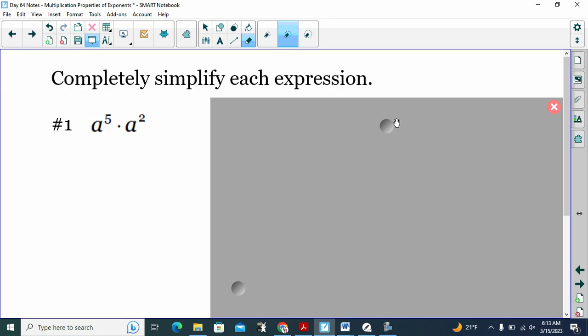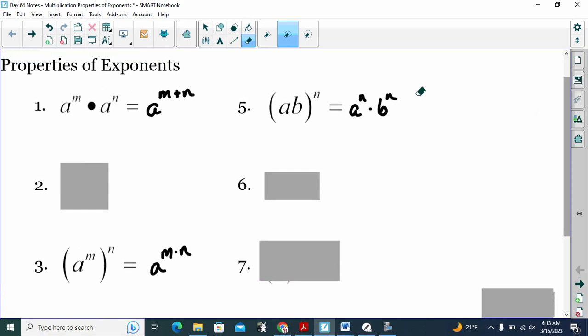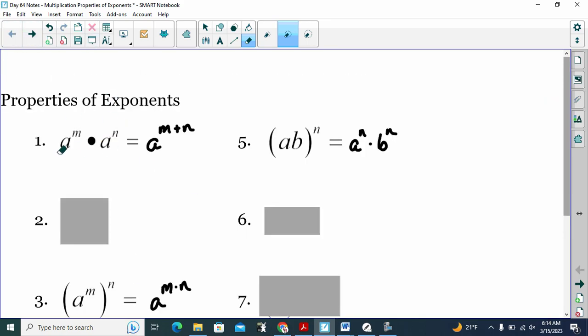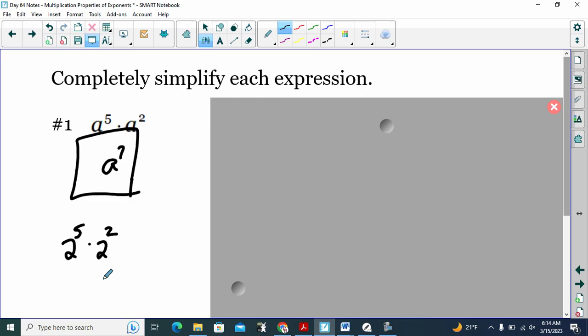Number 1 says a to the 5th times a to the 2nd. Looking at the three properties we just looked at, which one of these applies? It's this one here. A to the 5th times a to the 2nd. If I multiply, I want to add the exponents. I just add my exponents. 5 plus 2 is 7. Notice the base stays the same. It's just a. A to the 5 plus 2. A to the 7th. Even if the a was a number, if it was like 2 to the 5th times 2 to the 2nd, we add the exponents. The base stays the same. It would be 2 to the 7th in that case.